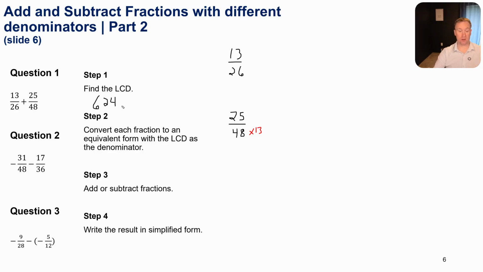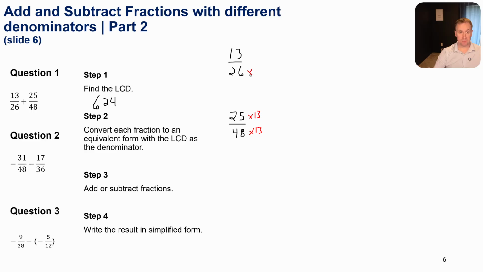So you can check that in your calculator as well. 25 then is also going to be multiplied by 13. Okay, so 48 times 13 and 25 times 13. If you're doing it by hand, this might take a little bit of time to get to that place.